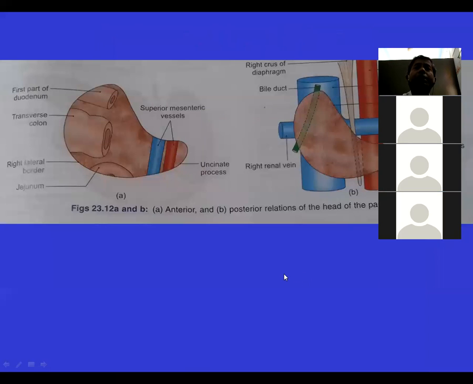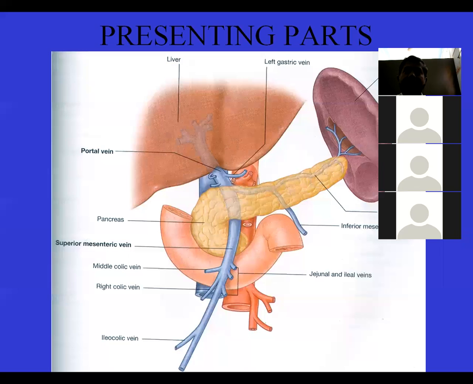Now we'll see the relations of the different parts of the pancreas. Here you can see this is the head of the pancreas. The head has an extra part here, which is known as the uncinate process of the pancreas.